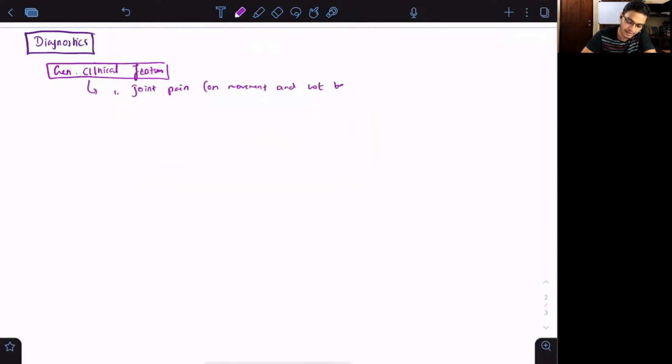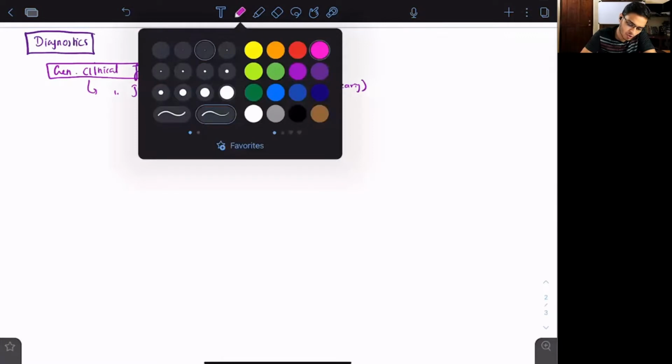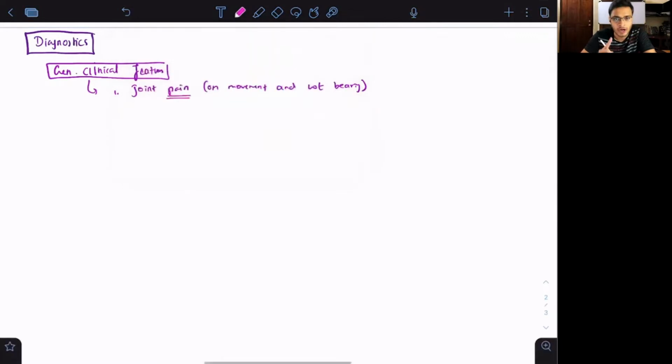And weight bearing. Right? On movement and weight bearing. So what is happening here, guys? What I want to highlight here is joint pain early in the disease. In early disease, guys, we can have what we discussed yesterday: intermittent or episodic pain, right? Intermittent pain. We have discussed why this happens in the pathophysiology, right?